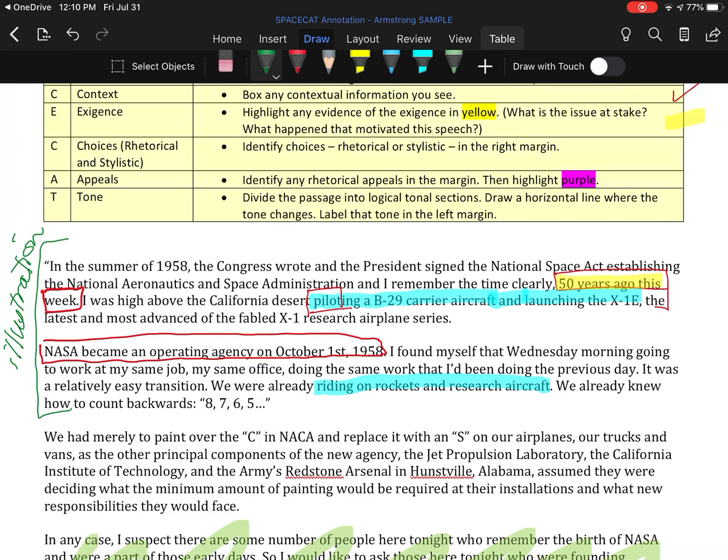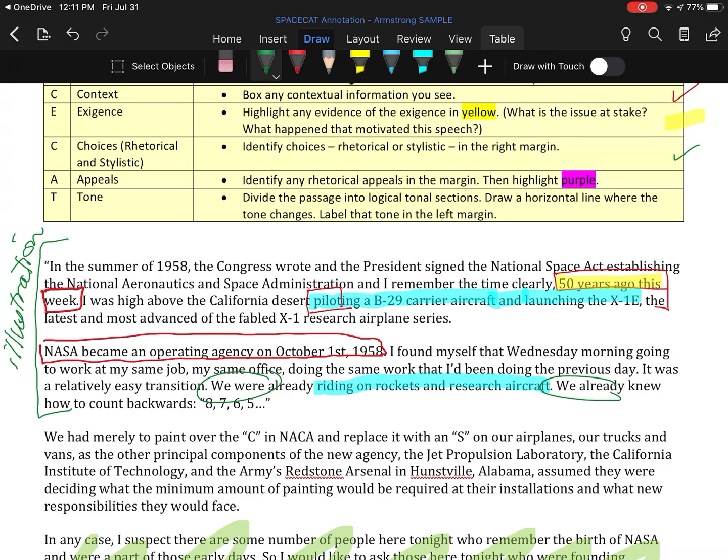Glancing through here, stylistically, there aren't a ton of things in these first two paragraphs. Obviously, you might notice the repetition of we were, we are already, that repetition of we, but we would have to see that more in the text to really justify that that's a choice. But we do have that example of illustration. A choice. Now, appeals, it says to highlight them in purple.